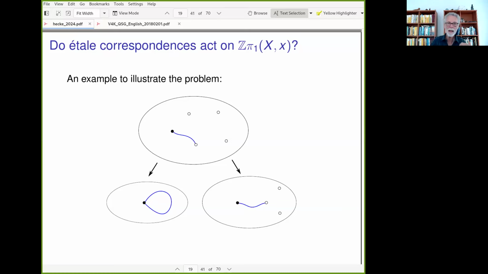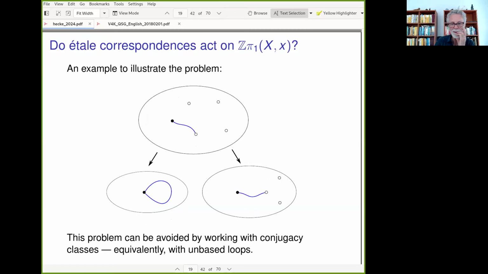So an étale Hecke correspondence, in no way that I can imagine, can map from the group algebra of pi1 to the group algebra of pi1. It's going to map to something else. It's going to be some sort of sum of path torsors. And if you try to pursue this, which I did for a while, you get a total mess, because when you compose these, you get gazillions of base points, and you don't want to do that.